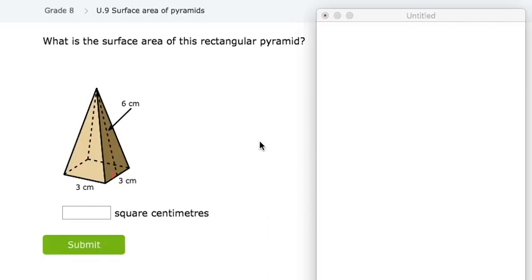All right, so we're going to start in on some IXL relating to solids. And this is grade 8, U.9, and it's asking about the surface area of pyramids. Whenever you see surface area, it's the same thing as the total area.